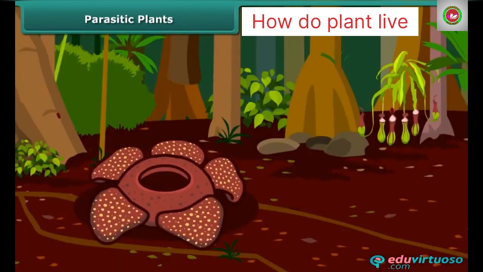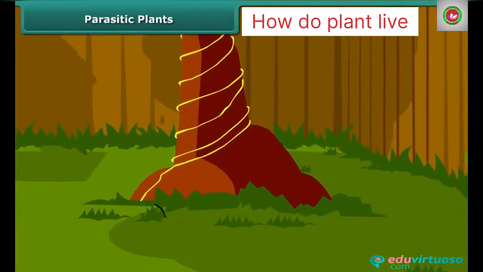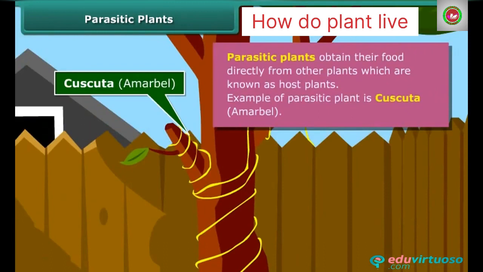The plants which obtain their food directly from other plants are known as parasitic plants, and those plants from which they obtain food are known as host. You might have seen Kaskata, Amarbale, nearby you, which is an example of a parasitic plant. It coils around the stem and branches as a yellow tubular structure. You'll be surprised to know that it does not contain chlorophyll, so it takes ready-made food from the plant on which it is climbing. The plant on which it climbs is called a host.